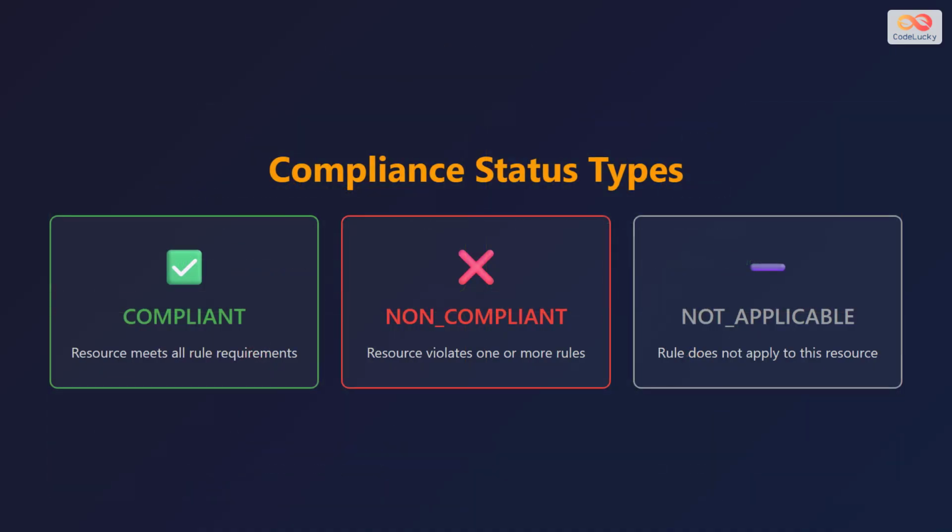When AWS Config evaluates a resource, it assigns one of 3 compliance statuses. Compliant means the resource meets all rule requirements. Non-compliant indicates the resource violates one or more rules and needs attention. Not applicable means the rule does not apply to that particular resource type or configuration.